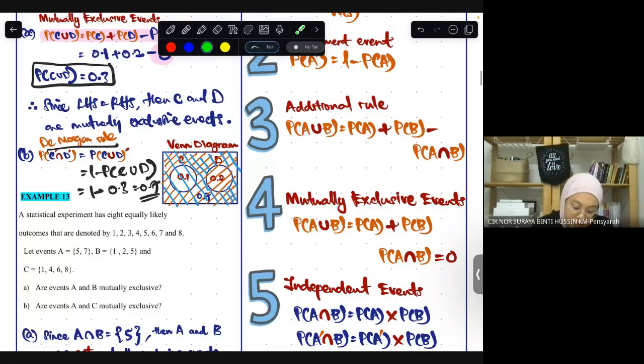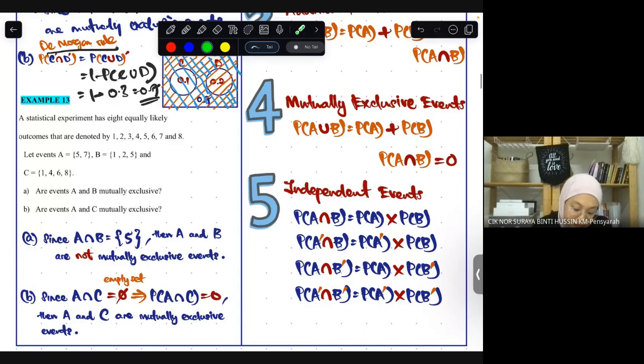Next one, example seterusnya adalah again tentang mutually exclusive. So a statistical experiment has 8 equally likely outcomes. Ada 8 outcome, 1, 2, 3 hingga 8. And then event A 5 dan 7 saja, event B 1, 2, 5, event C 1, 4, 6, 8. Are events A and B mutually exclusive?